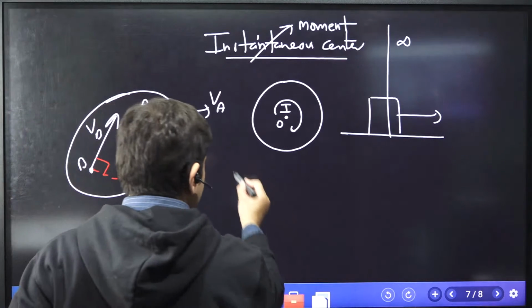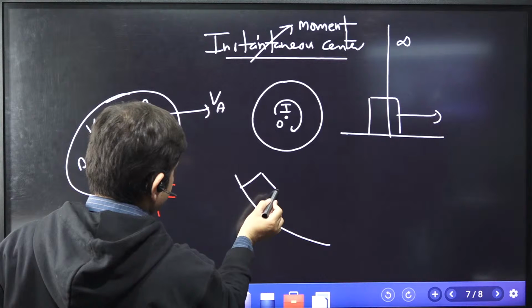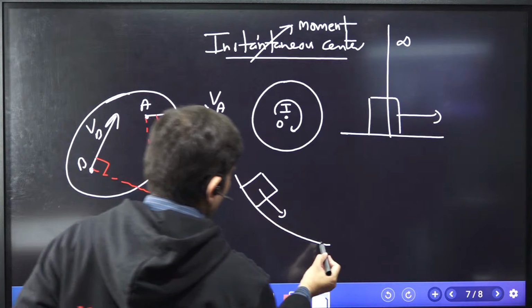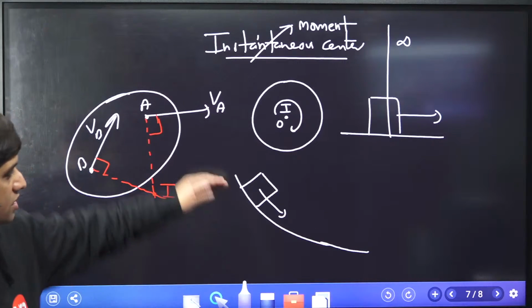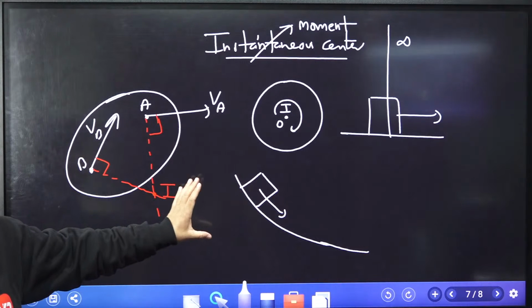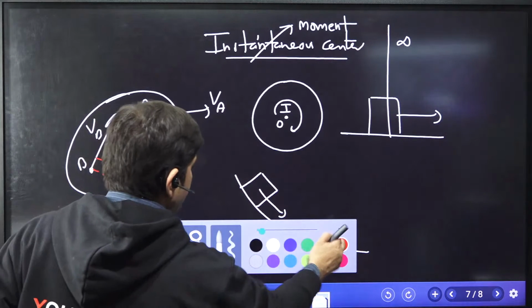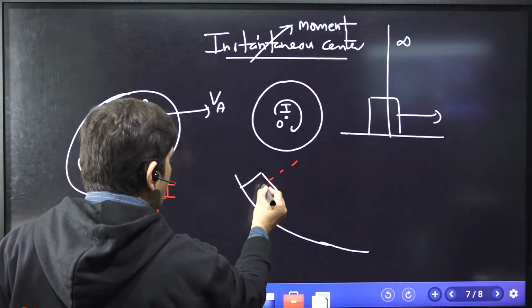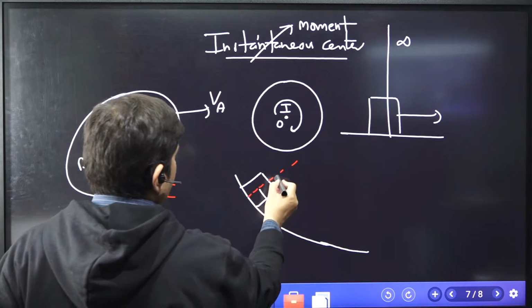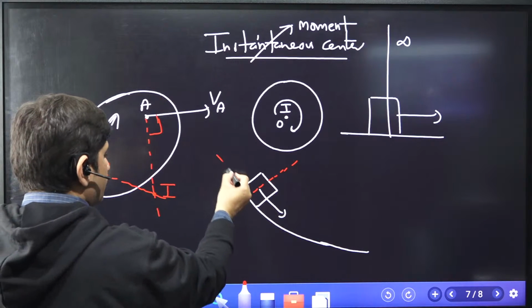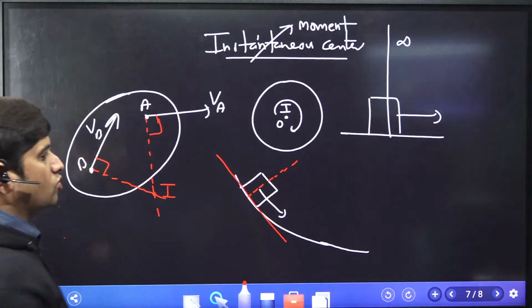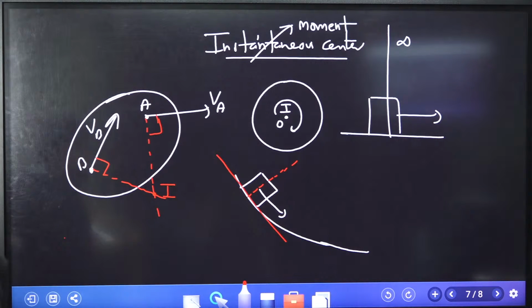Now I give you two cases from where direct questions have been asked. This is the body, it is moving on a curved path. This is the body, a sliding body, moving on a curved path. Where will its I center be located? The answer is, its I center will be located on a line perpendicular to this surface. On a line perpendicular to this surface. Think about it carefully.